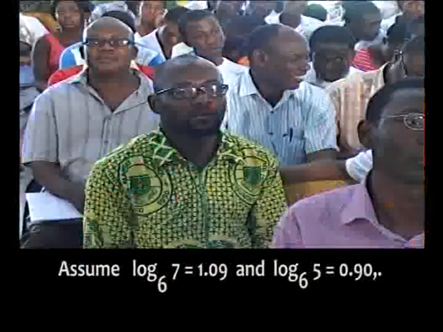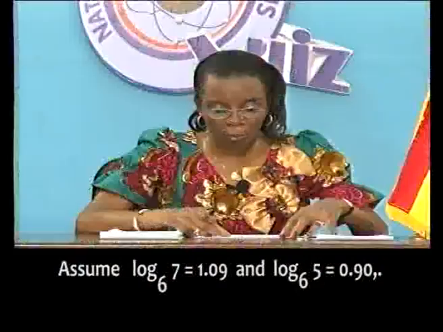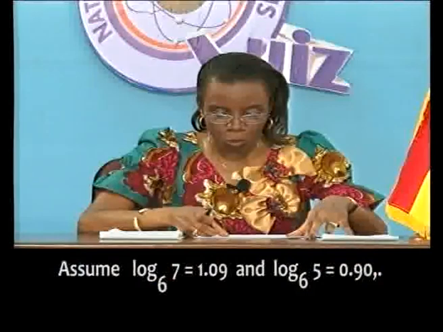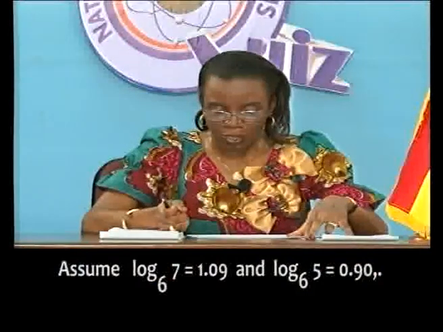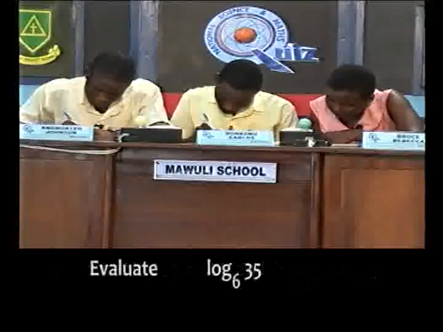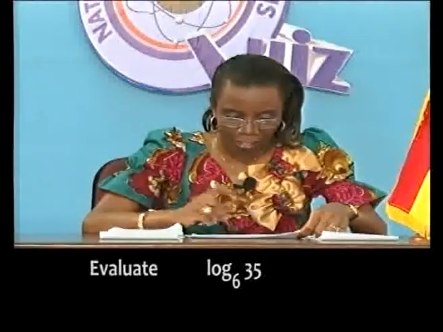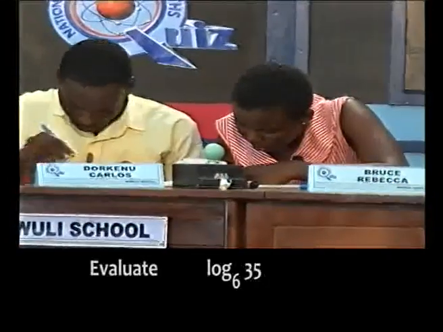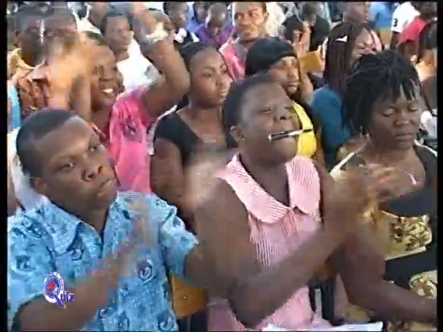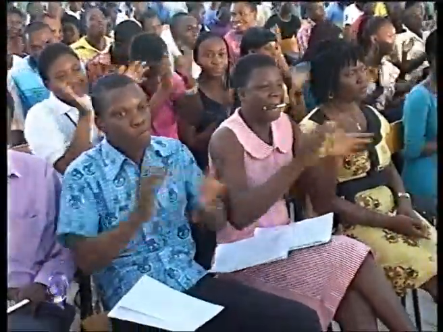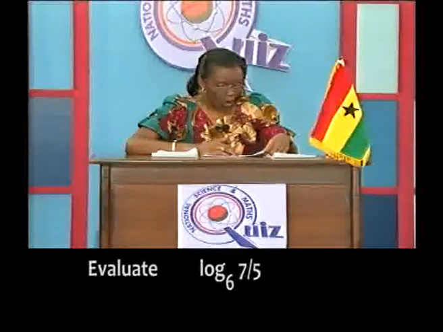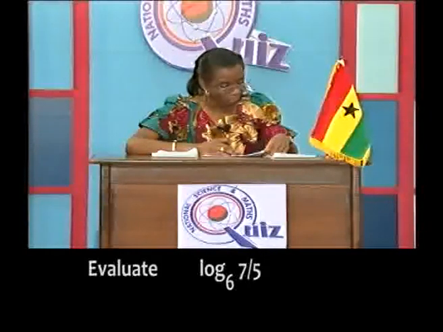Assume log to the base 6 of 7 is 1.09, and log to the base 6 of 5 is 0.90. You are going to evaluate. Mawuli School, evaluate log to the base 6 of 35. Yes, Carlos. 1.99. That's right. Achimota School, evaluate log to the base 6 of 7 over 5. Timothy. 0.19. That's right.